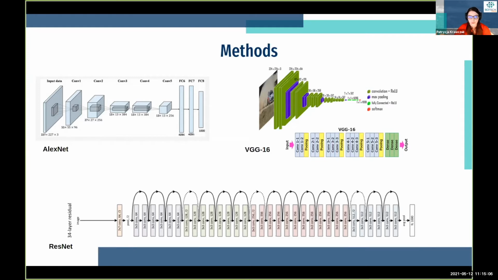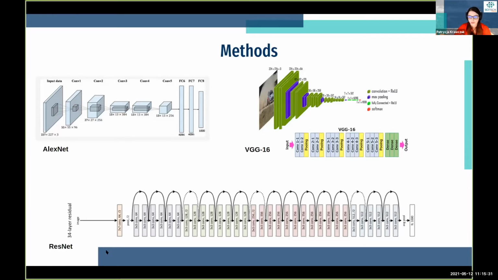And then there was this trend that networks were becoming deeper and deeper because that led to better performance. However, when researchers were coming up with more complicated, deeper models, they started to suffer from the issue of so-called vanishing gradient.